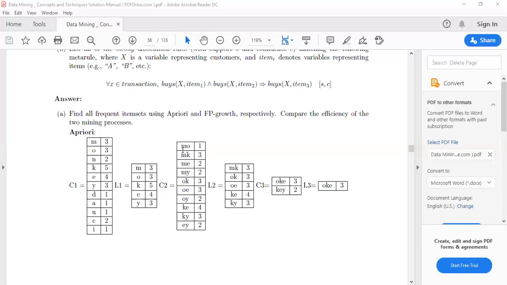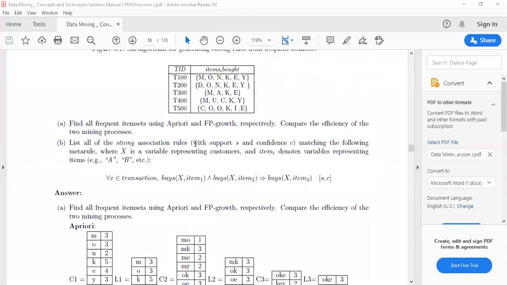Now we have to find out whether each combination exists in the database. Suppose MO should come together. It is coming in only one place, so I take MO as 1. Similarly, we find in how many places MK occurs. I told you it is not mandatory that it comes together; it can be scattered anywhere in your database. MK, this is one place, this is the second place, and this is the third place. So this combination occurs in 3 places, and MK is 3.